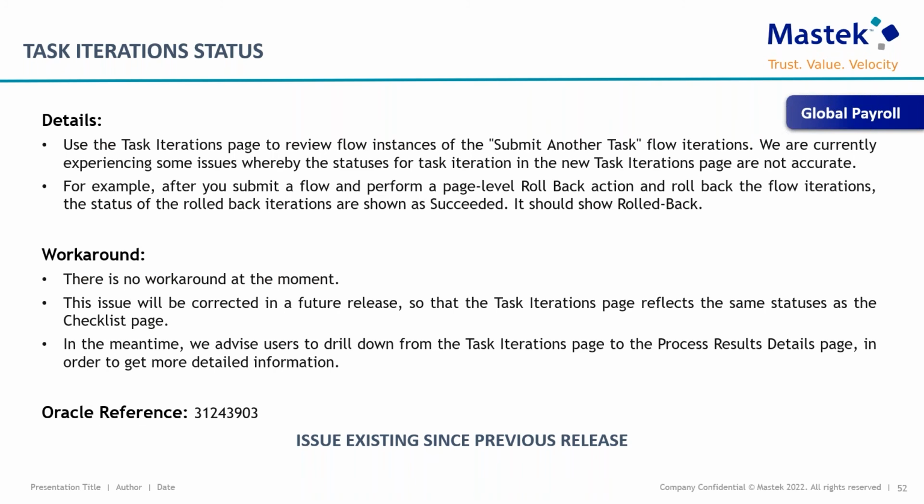The only workaround from Oracle is that the issue will be corrected in a future release so that the task iteration page reflects the same status as the checklist. In the meantime, they are advising us to drill down from the task iteration page to the process result detail page to get more detail and check whether the process is rolled back or actually completed successfully.